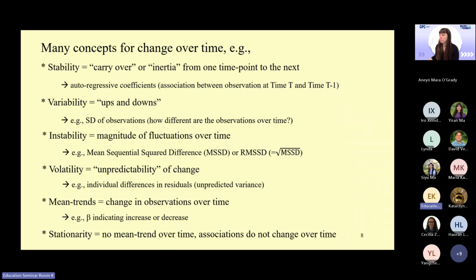And this is all different from the mean trend. So this is the change in the observations over time. They can increase or decrease over time, or have any other shape. And we can look at beta coefficients there. And then we have stationarity, a term that is used in time series modeling. This means that there is no mean level trend over time. I mean, individuals just oscillate around their own mean or their own average over time, and also that the associations over time are stable. So these are all things that people look at.